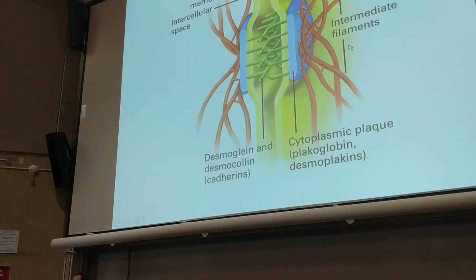All these structures help the cells to be strong, very strong, tightens up the binding of the cells. Okay? Within the different cells and inside the different cells. These are the intermediate filaments.